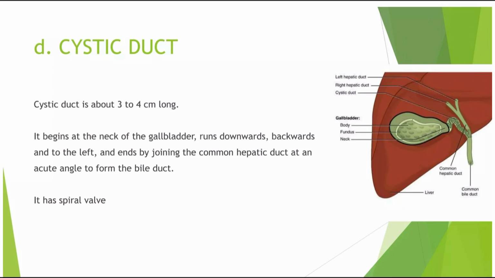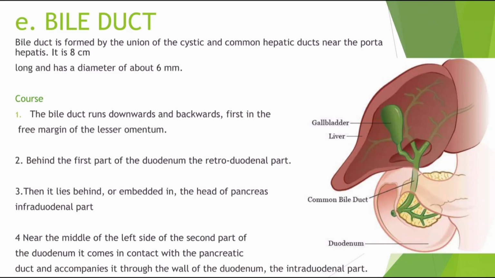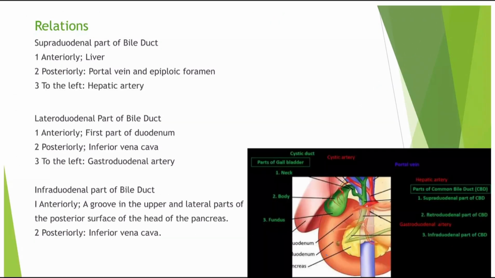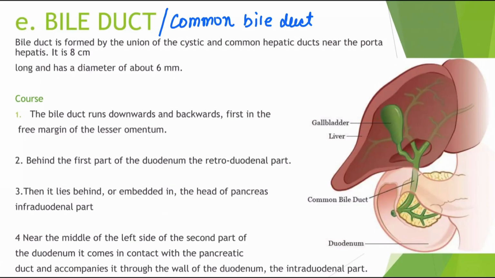Then the cystic duct arises from the gallbladder. The length of the cystic duct is around 3 to 4 centimeters, and it has spiral walls. Then there is one more important structure apart from the gallbladder in this extrahepatic biliary apparatus: the bile duct, also known as the common bile duct. The length of the common bile duct is nearly 8 centimeters.